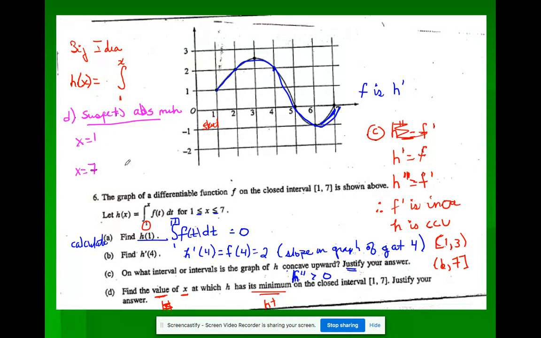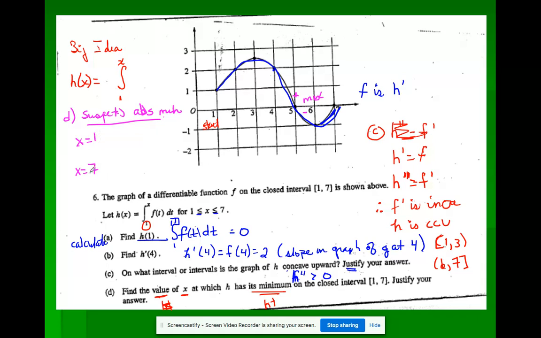And anywhere the derivative does not exist. Look at that blue graph, it exists everywhere on 1 to 7. And where the derivative changes from negative to positive. This derivative only changes from positive to negative. So therefore, this is a maximum, so it is not on my list of suspects for the absolute minimum. So my only candidates are 1 and 7.